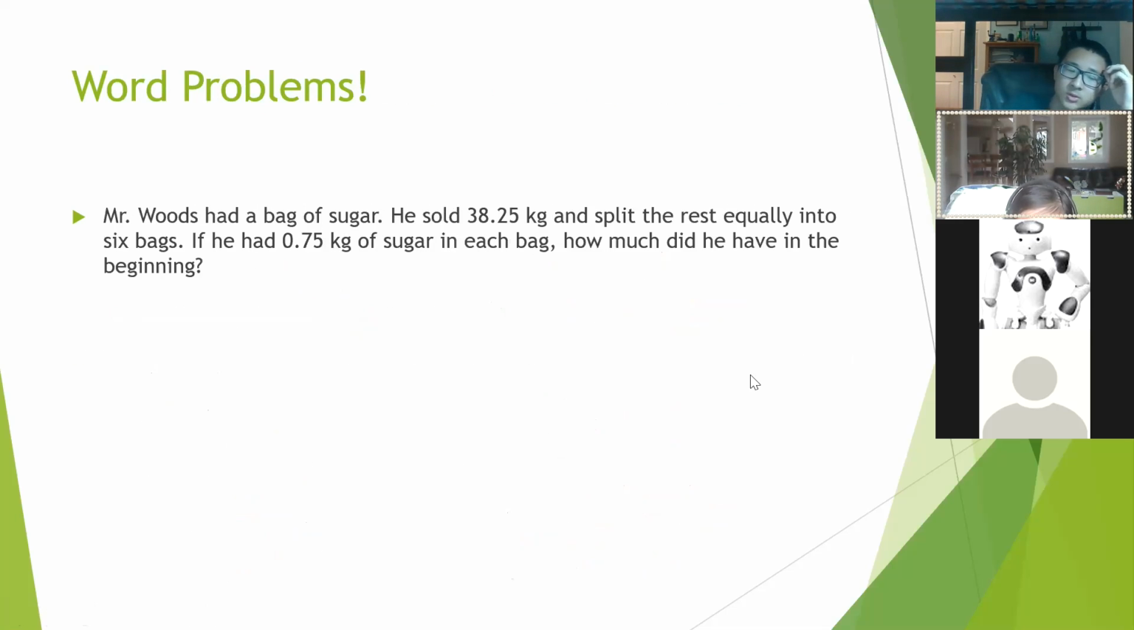So this one, Mr. Woods had a bag of sugar. He sold 38.25 kilograms and split the rest equally into 6 bags. If he had 0.75 kilograms of sugar in each bag, how much did he have in the beginning? This problem is basically a challenge problem. If you figure this out, good job. And if you don't, it's fine.